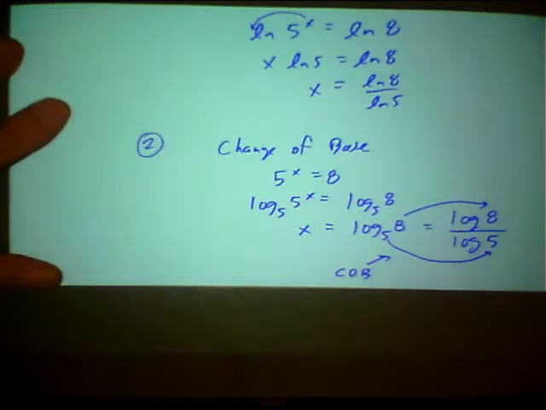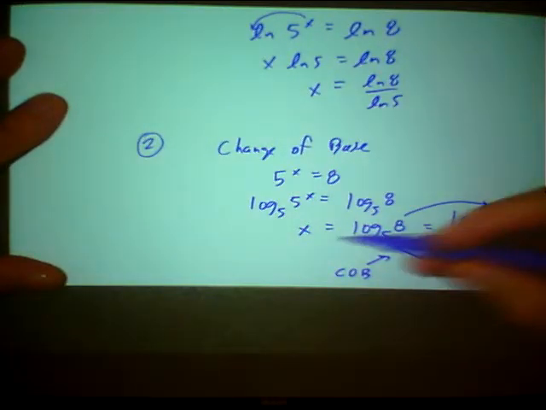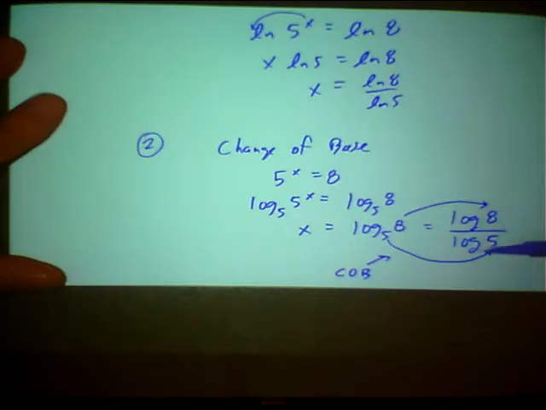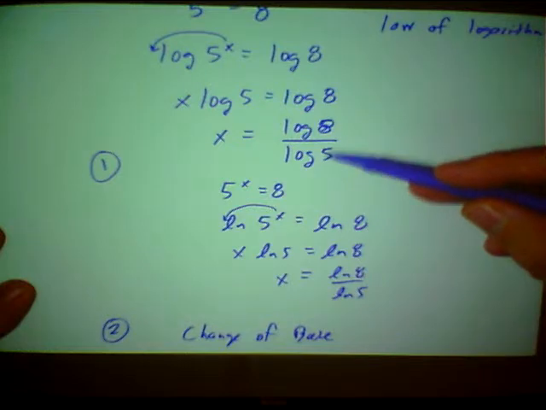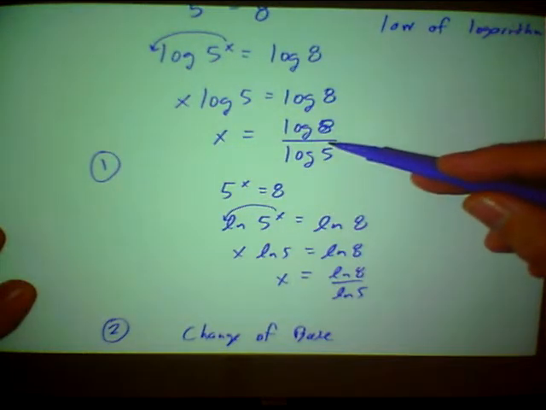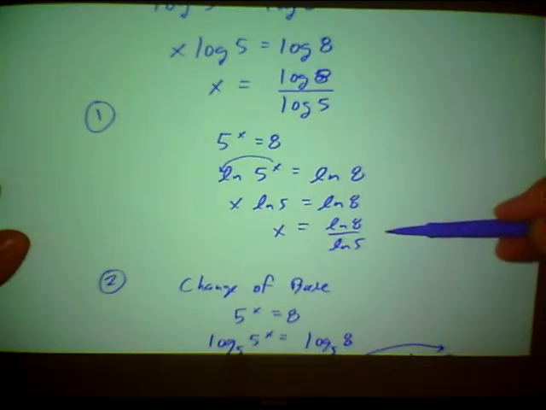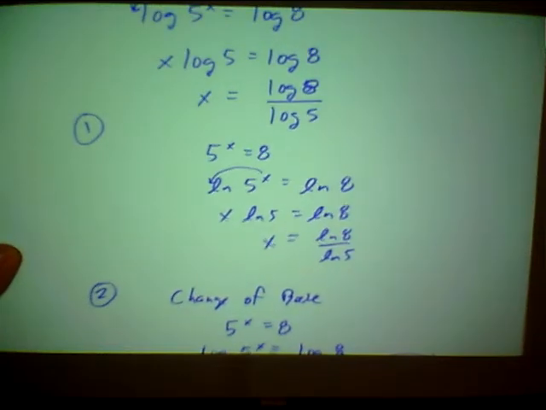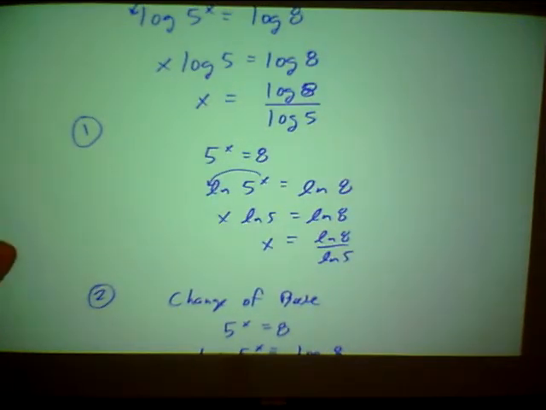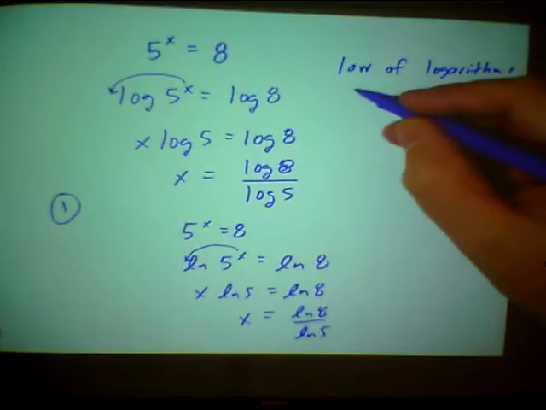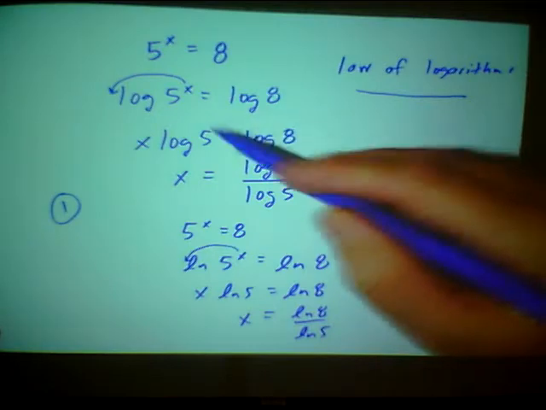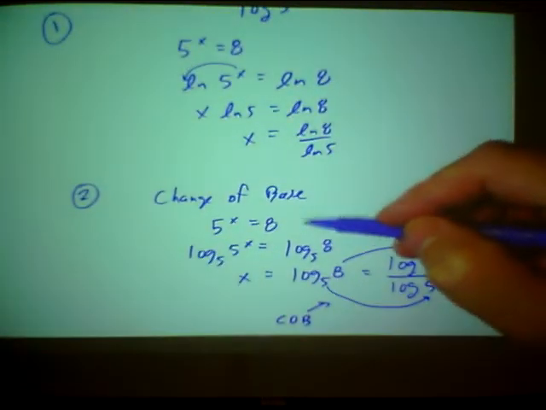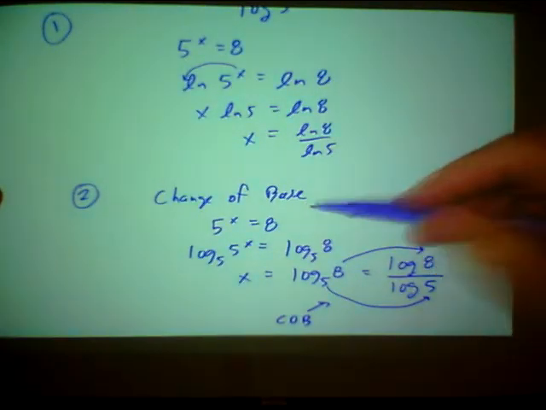Now what's interesting is if I look, I'm saying x equals log 8 over log 5, and I go way back to the top. That's the same thing I was able to get with the first way, and then we're going to see in a minute it should equal this. So that's two ways. I think this one they call the law of logarithms, where you take the log of both sides, log base 10 or natural log. And this one they like to call the change of base. But the bottom line is you end up with the same thing.